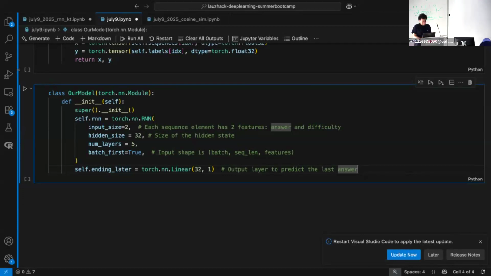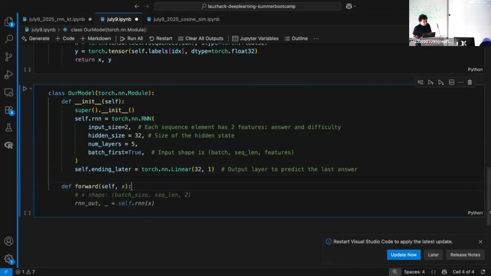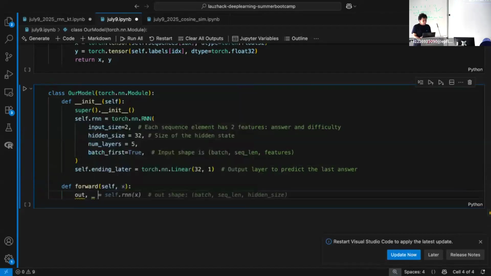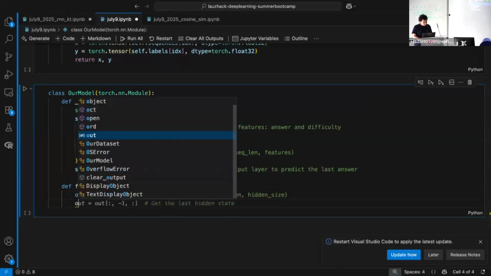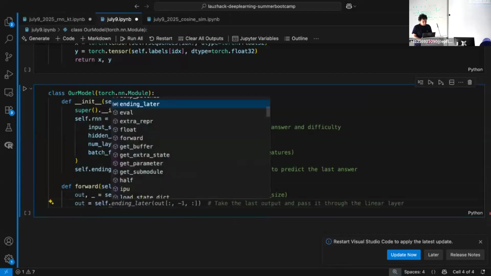So then, this is another way. I think you saw the sequential way before. Good that I wrote it this way so that you also see it. You define the forward function in which you first call the RNN, and then you call the ending layer.